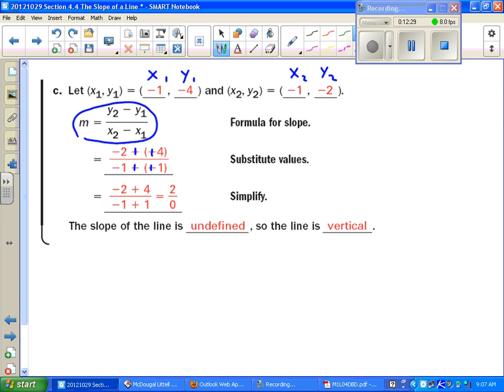You cannot have 0 at the bottom of a fraction. That is a no-no in math. It will never work in any math class. Therefore, it is undefined, and the line is vertical. You'll have a line that looks similar to this. I'm not looking at how it's going to look exactly, but it'll be a vertical line in some way, shape, or form. Remember, that means no slope.